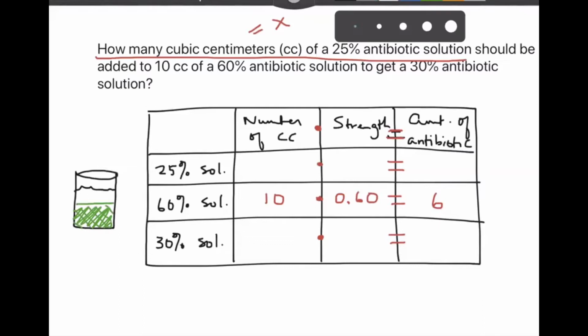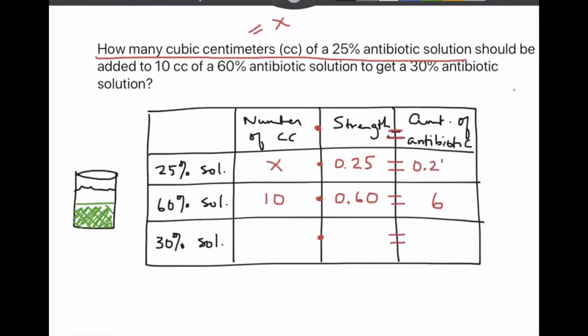Okay, so now let's try to fill in the other rows. Let's go to the 25% solution. How many cc's of the 25% solution is there? Well, we don't know, and that's why we're calling it x. But we do know that the strength of the 25% solution is 0.25. So while I can't say exactly how many cc's of antibiotic are in the 25% solution, I can write it in terms of x. It would be x times 0.25. So I'm going to fill in this box with 0.25x.